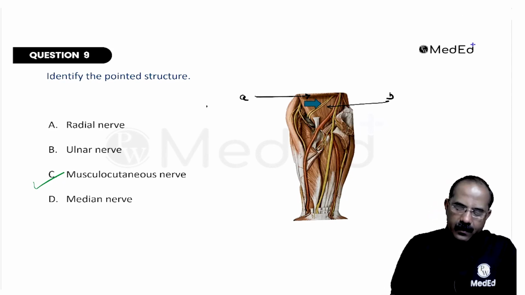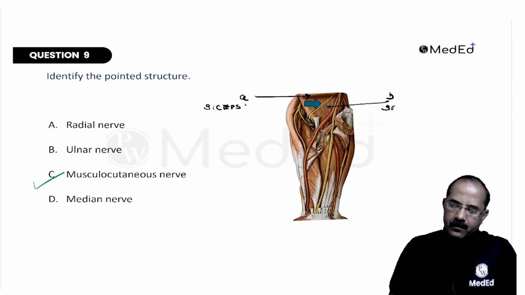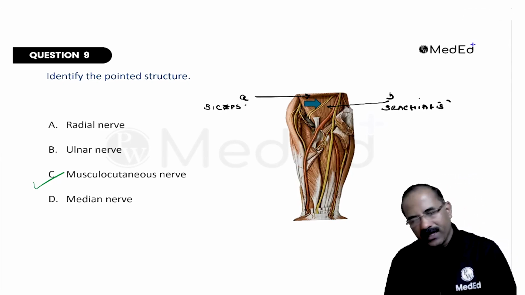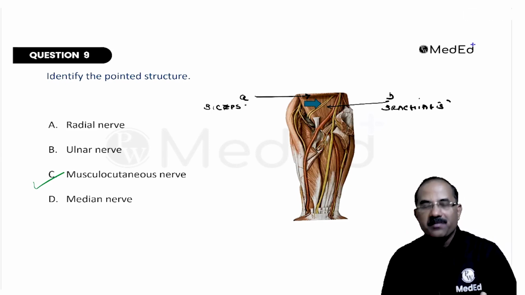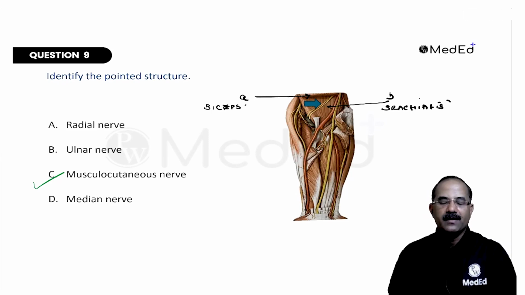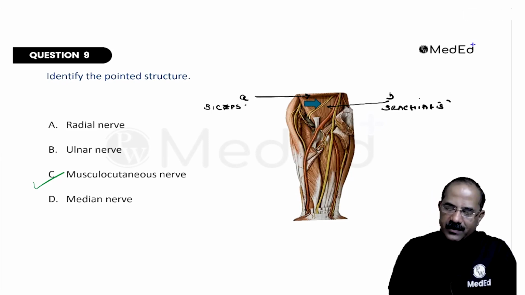What is A? A is biceps. What is B? Brachialis, है ना? B is brachialis. A biceps है, B brachialis है, and between the biceps and the brachialis, what do we have? The musculocutaneous nerve. X. Very good. That's a musculocutaneous nerve. Naman, what is this nerve?